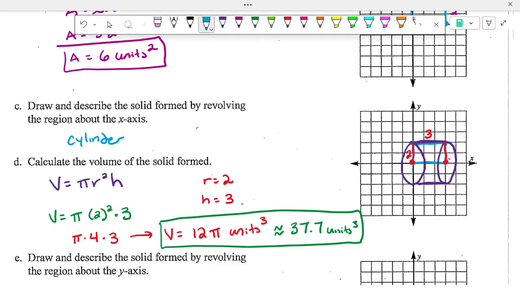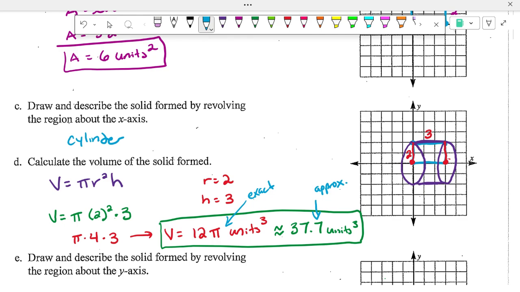So again, this is our exact. This is our approximate. Why am I showing you both? Because on your test you may see both. It may ask you to either keep it in terms of pi or give you the approximate.